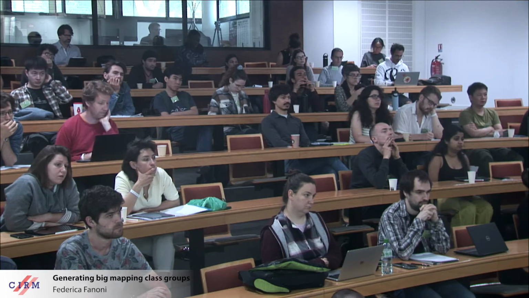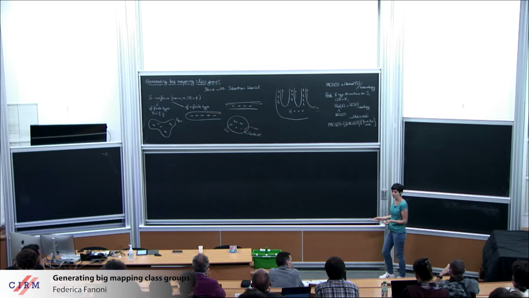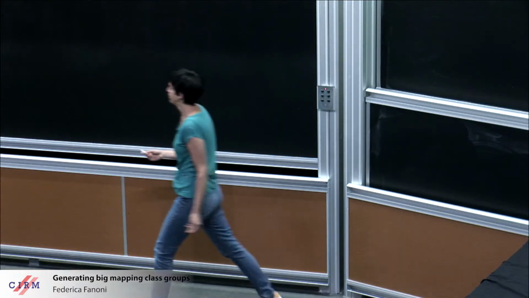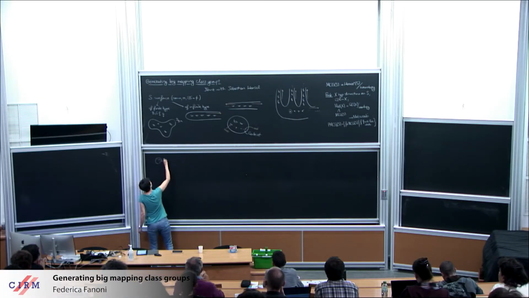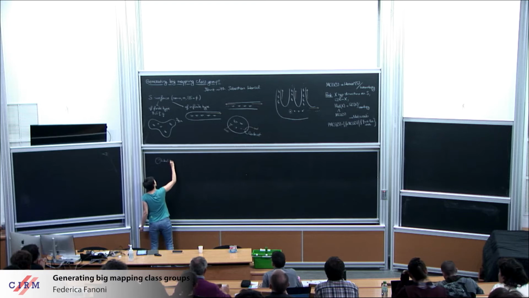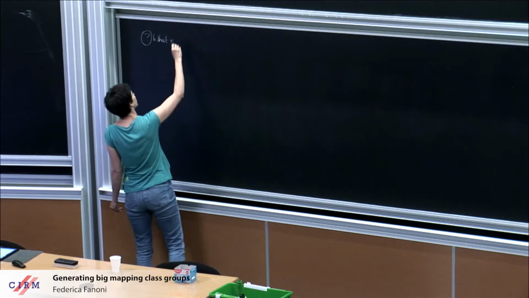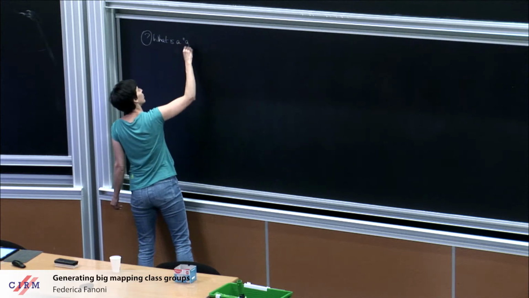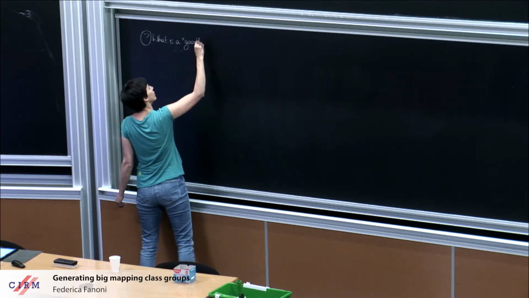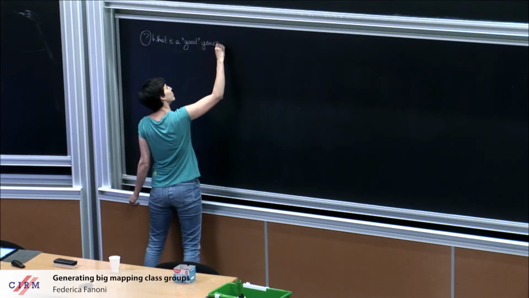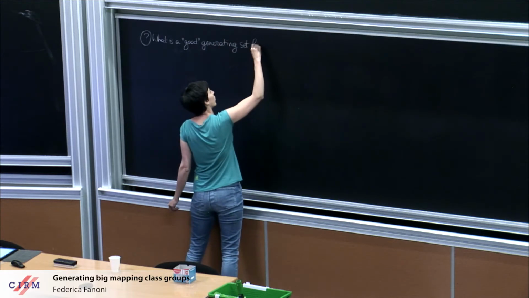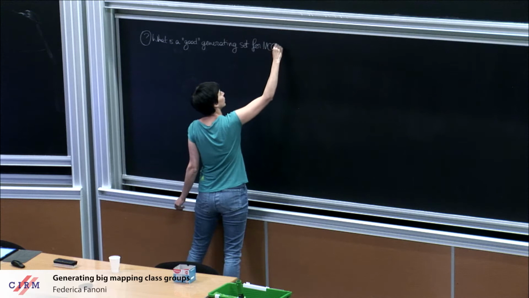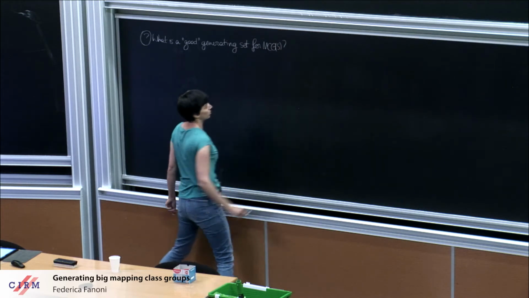And if I am handed a group, the first question one can ask is, how do I generate it? Question: and I'm going to add a non-defined word. What is a good generating set? Say, for the mapping class group, or maybe the pure mapping class group.